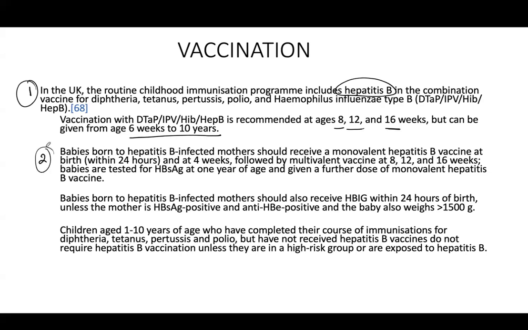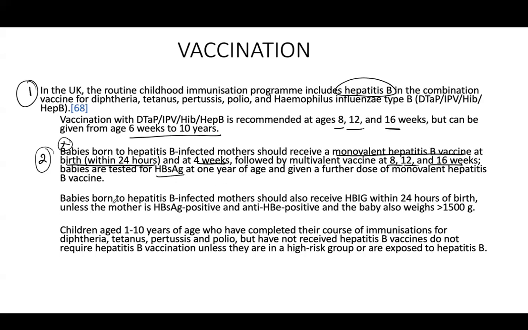Number 2, babies born to a hepatitis B infected mother should receive monovalent hepatitis B vaccine at birth, within 24 hours, and at 4 weeks. Please make sure to note it down. Any baby born to a hepatitis B infected mother should receive monovalent hepatitis B vaccine at birth and at 4 weeks, followed by multivalent vaccine at 8, 12, and 16 weeks. And again tested for HBsAg at 1 year and given a further dose of monovalent hepatitis B vaccine.